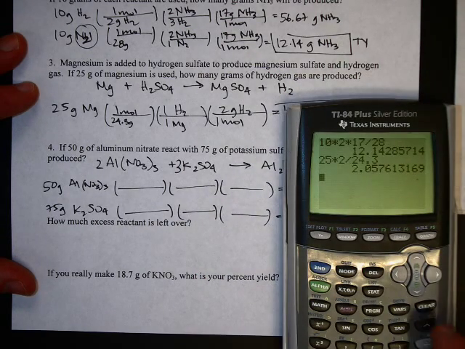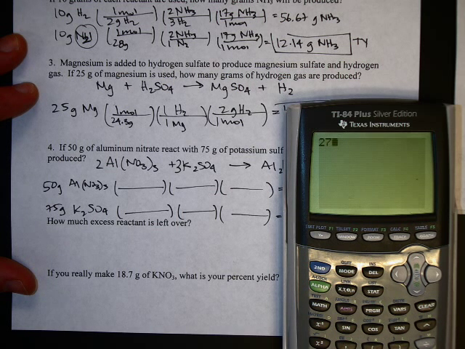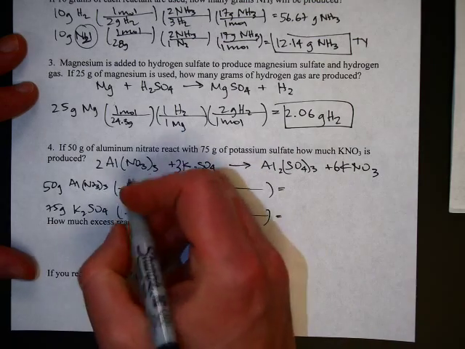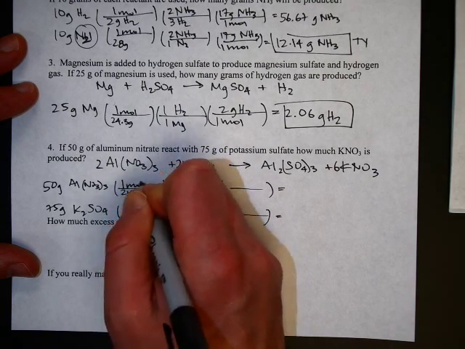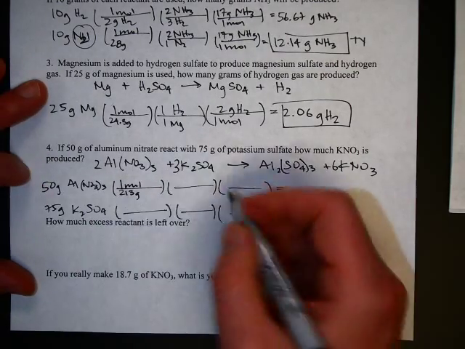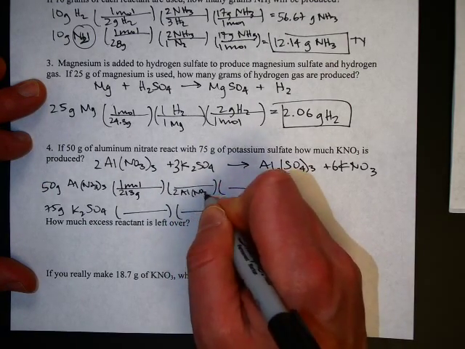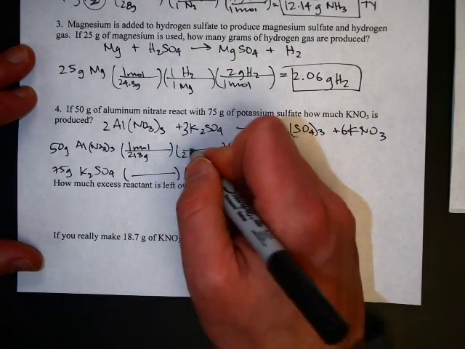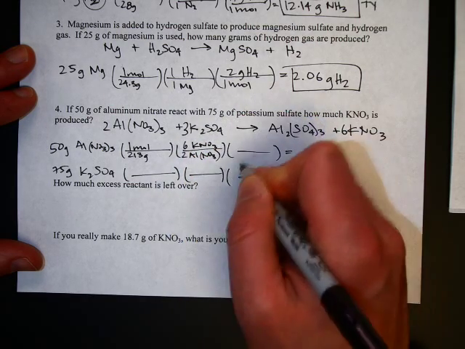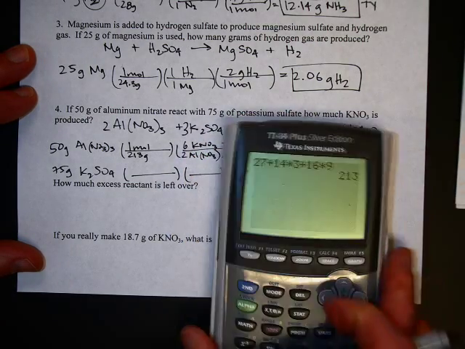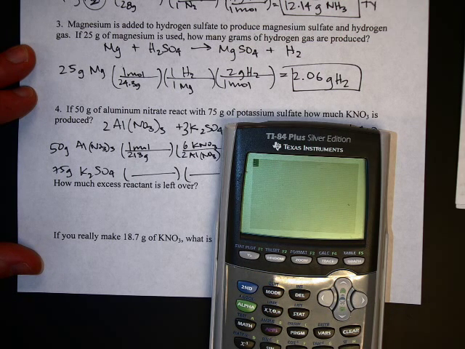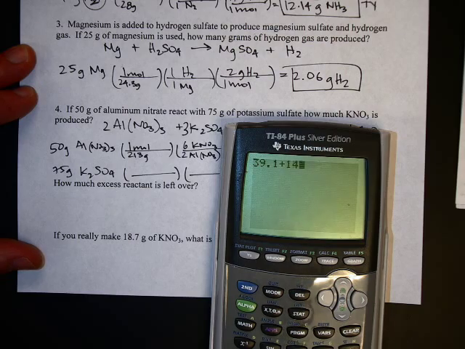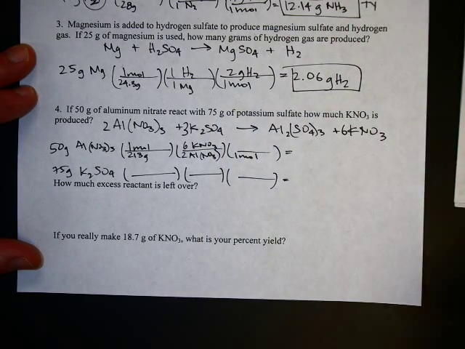So, aluminum nitrate is 27 plus 14 times 3 plus 16 times 9. 213. And mole ratio for that aluminum nitrate is 2 aluminum nitrates give us, we're going to KNO3, 6 KNO3. And the molar mass of KNO3 is 39.1 plus 14 plus 16 times 3. 101.1.